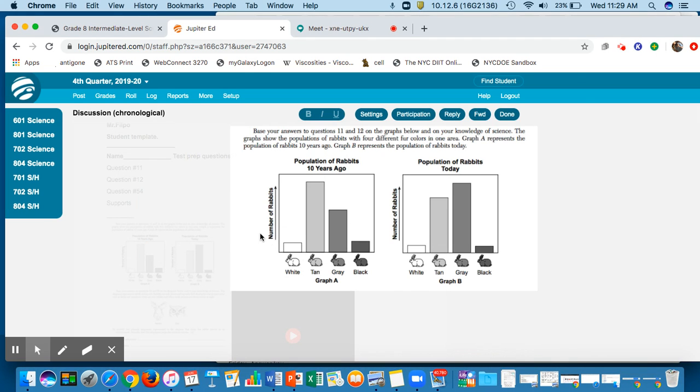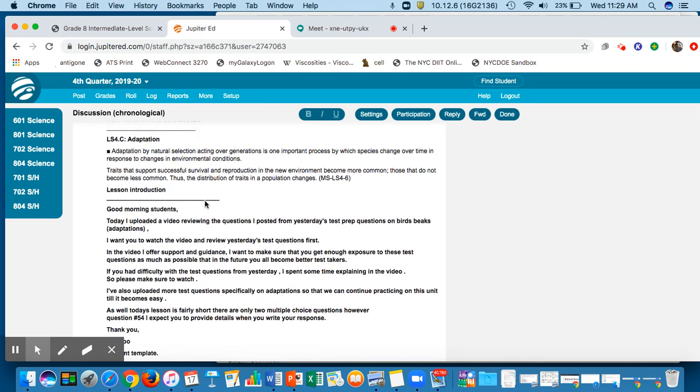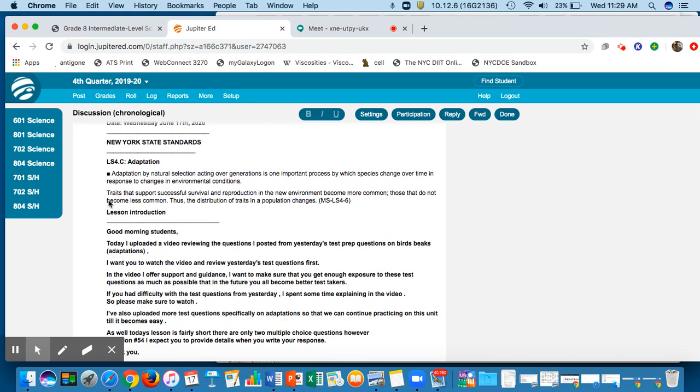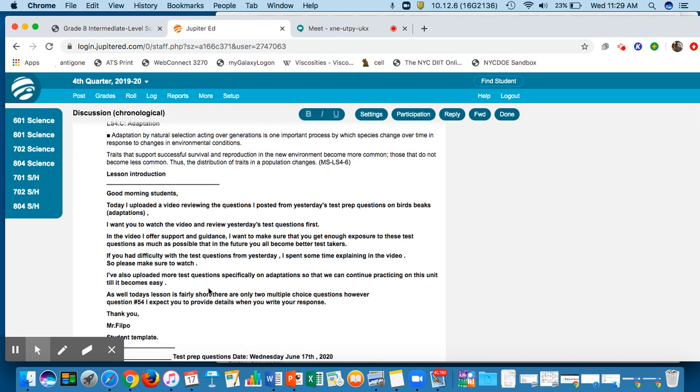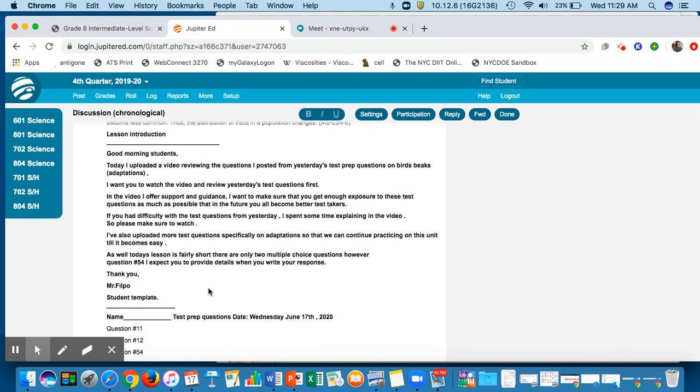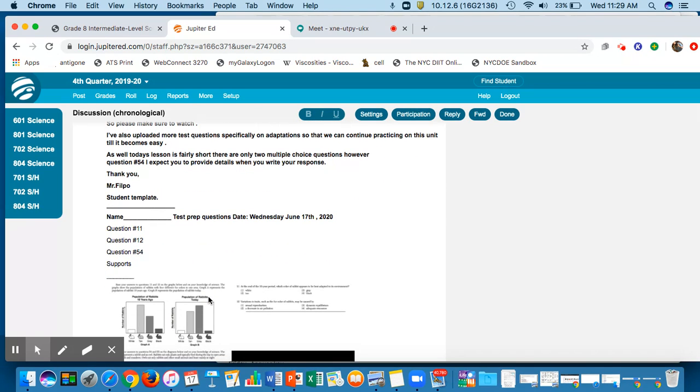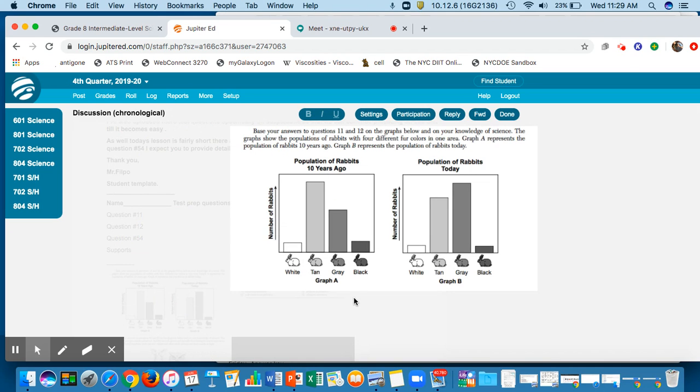Okay, today is June 17, Wednesday. If you look above, today's unit is on adaptations. Usually, I decided that we're going to take the rest of the year to work on the test questions because, as I stated here, I feel it's best that you guys take tests. Especially in college, you learn how to take these tests and read these graphs and figure out the right answers to each question.